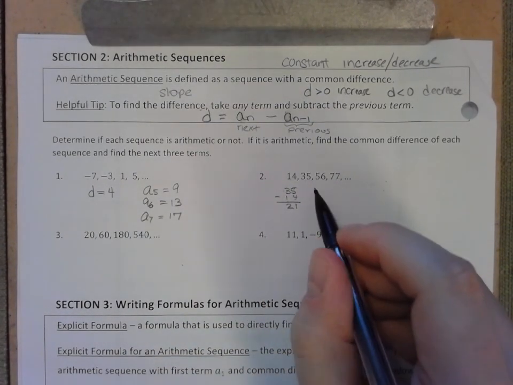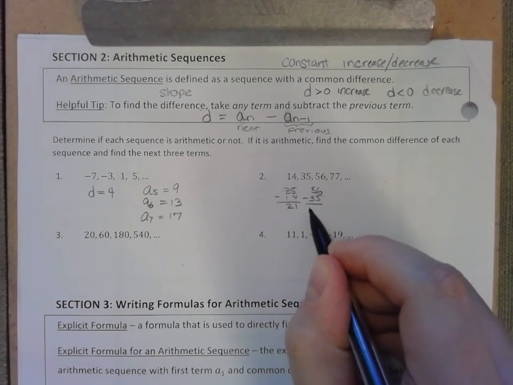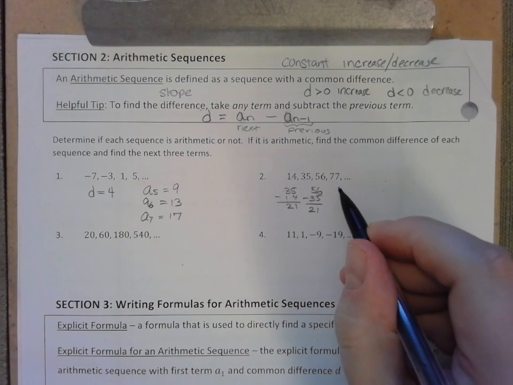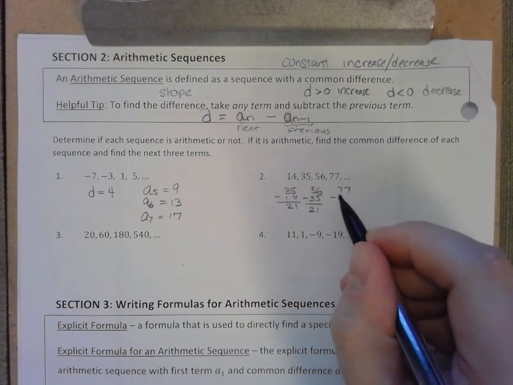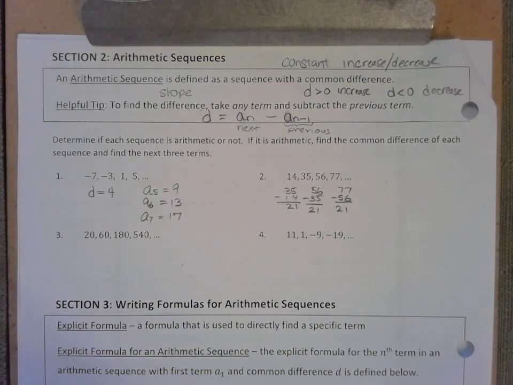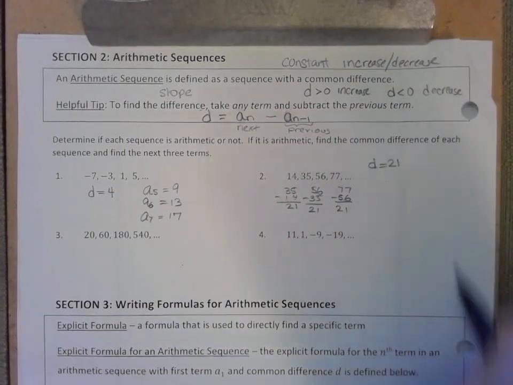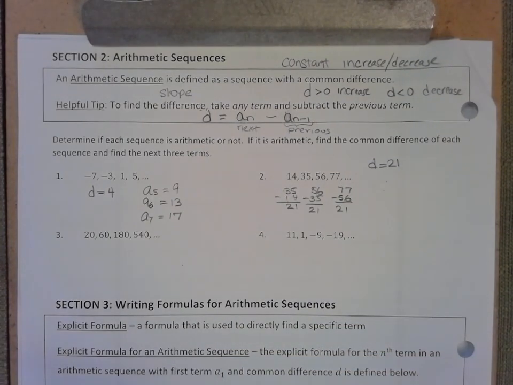Let's take a look at the next one. What's 56 minus the previous term? Yes, that's also 21. This has to work for every pair of terms in order for us to say that it has a constant increase. And what do you think? Well, yes, it does. Our difference equals 21. And since the difference is positive, we have an increasing sequence again that is arithmetic.